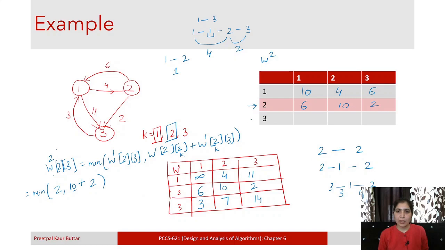Okay, and now let's go to the last row. This is first 3 comma 1. I is 3 and J is 1.